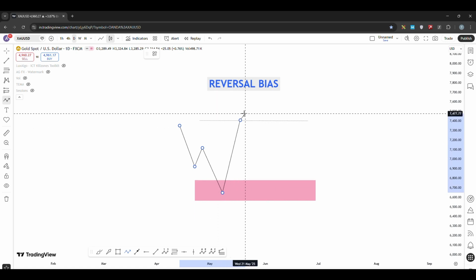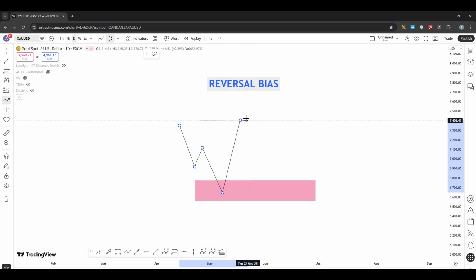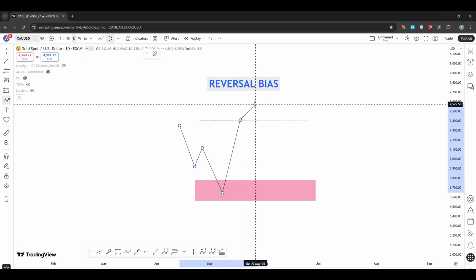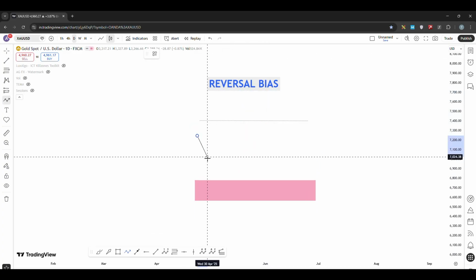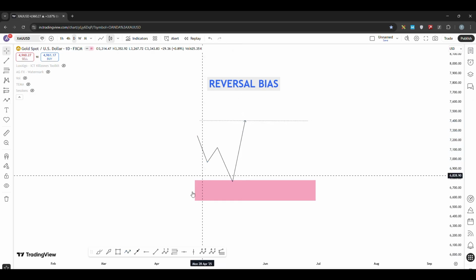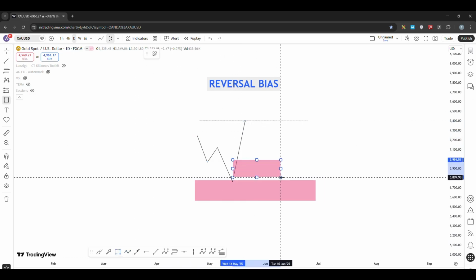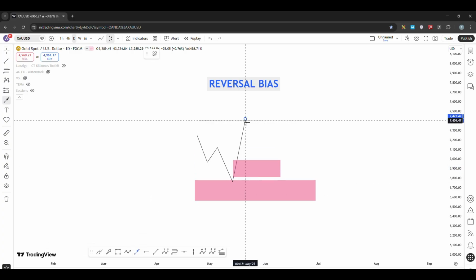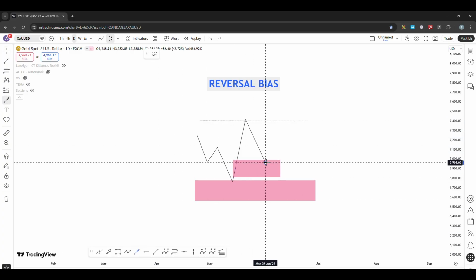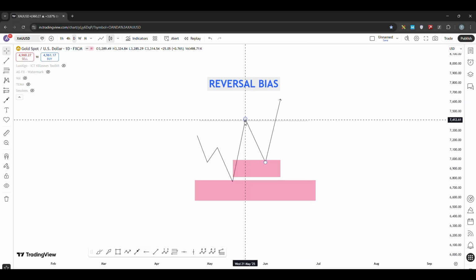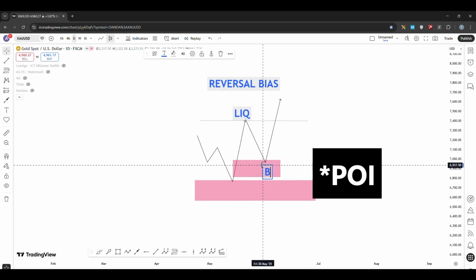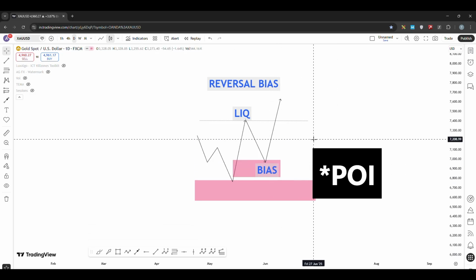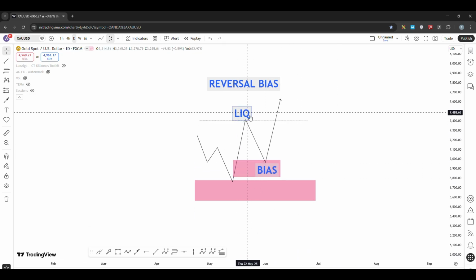Obviously it won't go like this, but just to give you a demonstration. Once market takes out the liquidity, it does not continue directly to the upside. Instead, once market takes out the liquidity, it has created some kind of new POI over here. So it is going to drop to that POI, and then it is going to continue its direction. So this move from a liquidity to a bias is called reversal bias, and generally we do not trade this market structure because this is a counter trend setup.